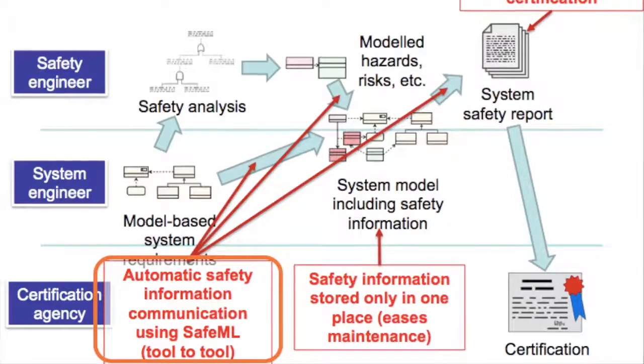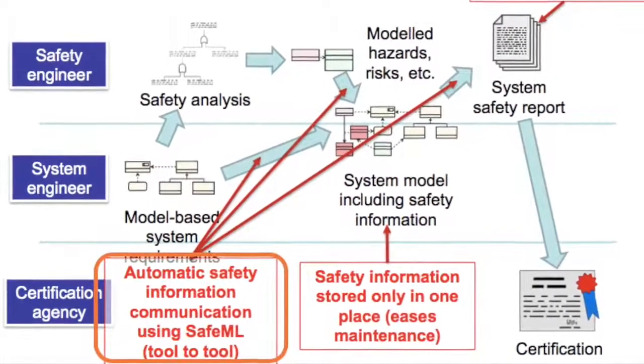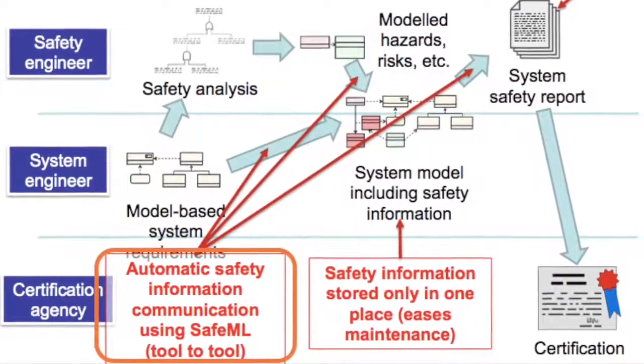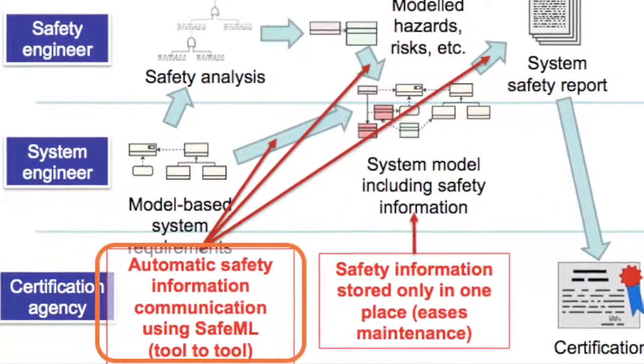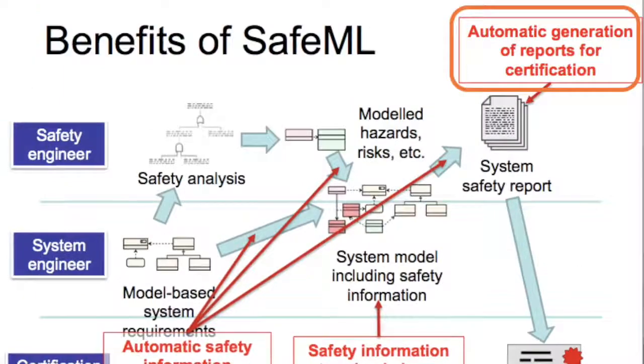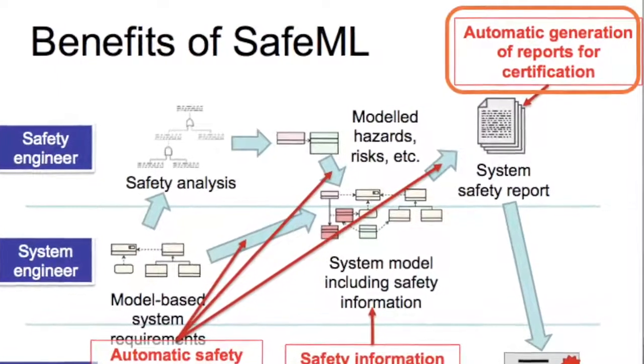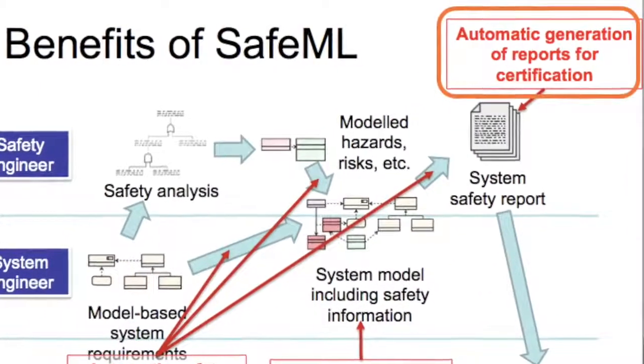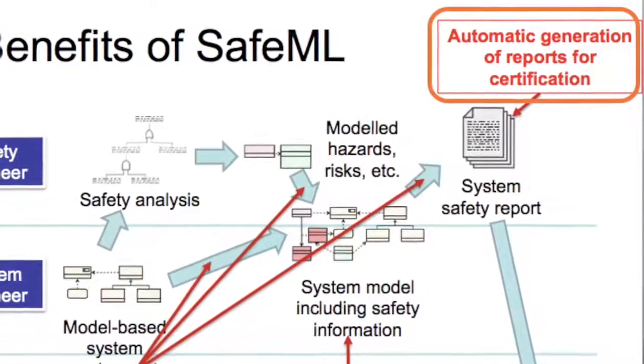We also gain the benefit of automated computer assistance. Because we have now made the computer understand the format of our information, we can use the computer to perform analyses. For example, we can perform an impact analysis to determine what parts of our system are impacted by a change in the known hazards. Or we can use it to generate the very large reports that need to be delivered to certification agencies, reducing the time and manual work required in managing safety information.